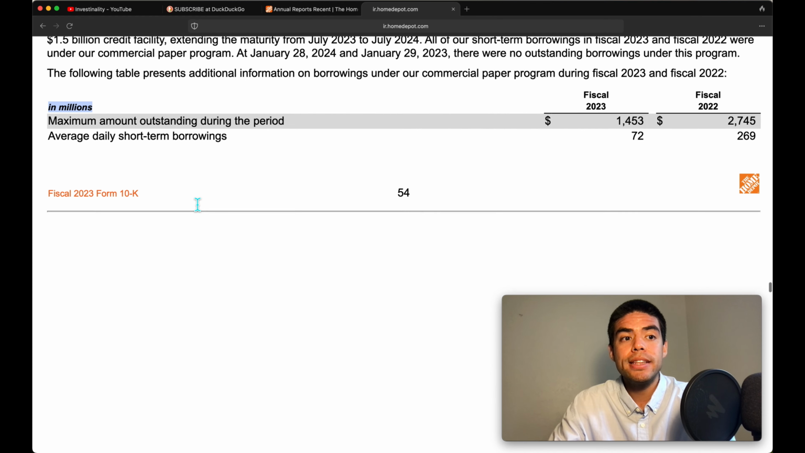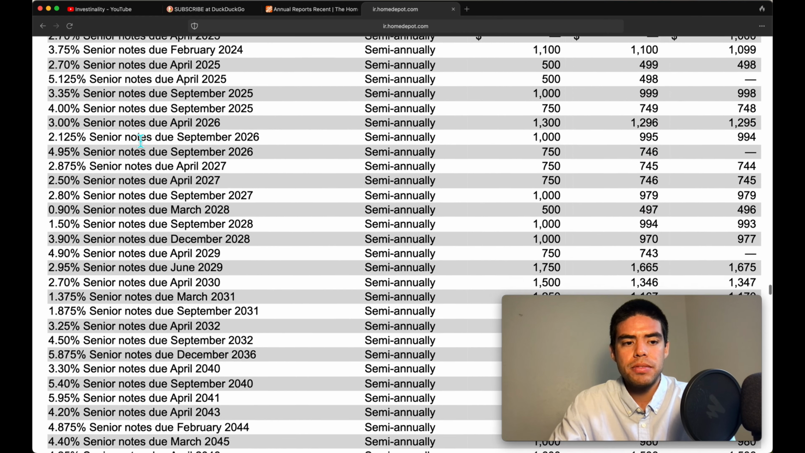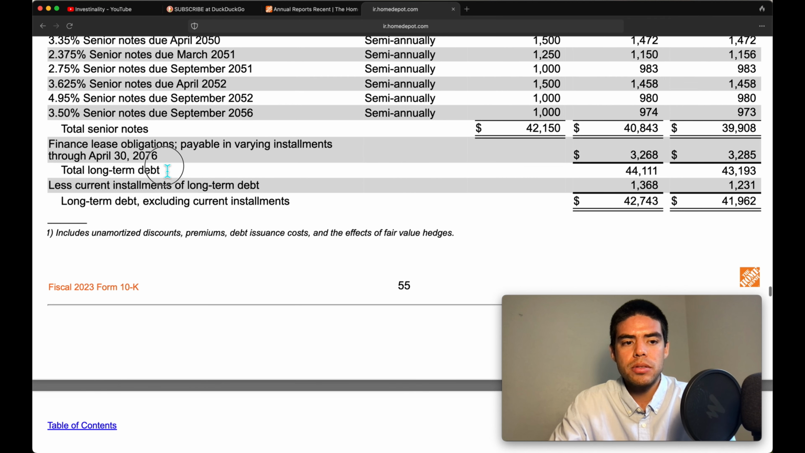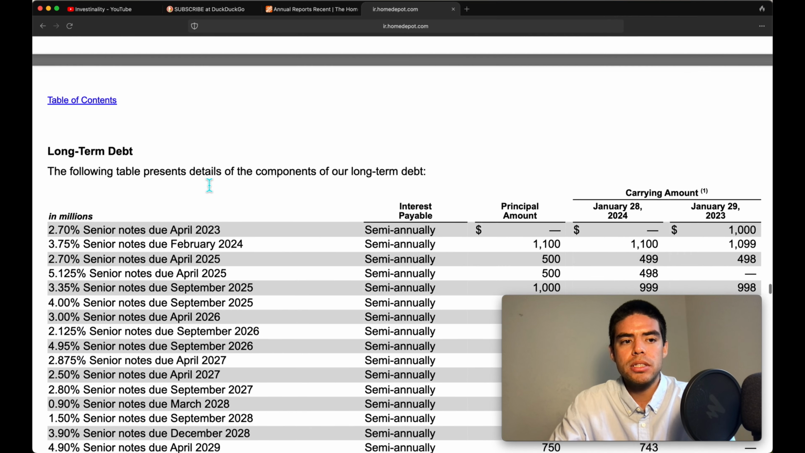We're also going to need the long-term debt. So Home Depot's long-term debt is going to be the sum of all these senior notes plus the finance lease obligations. So total long-term debt is going to be $44,111 million. That is going to be our debt values.